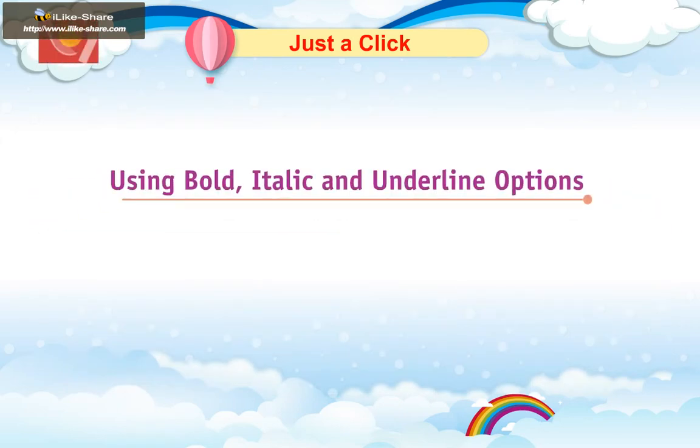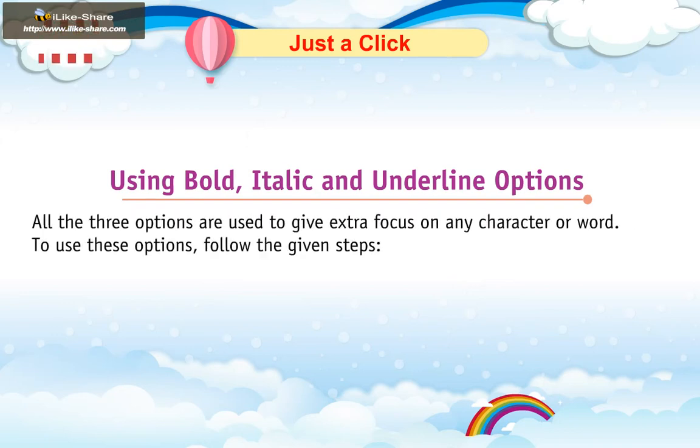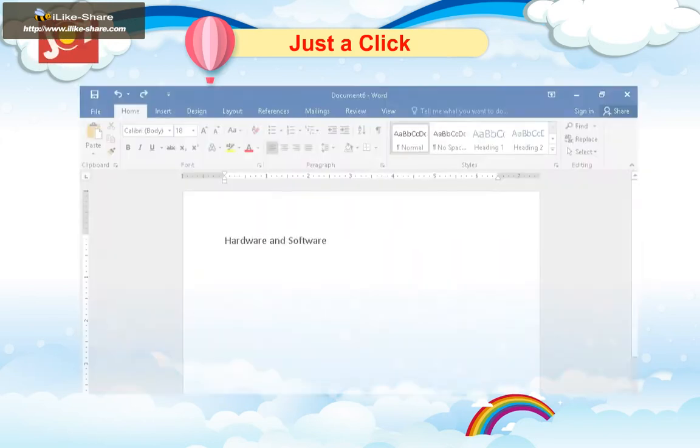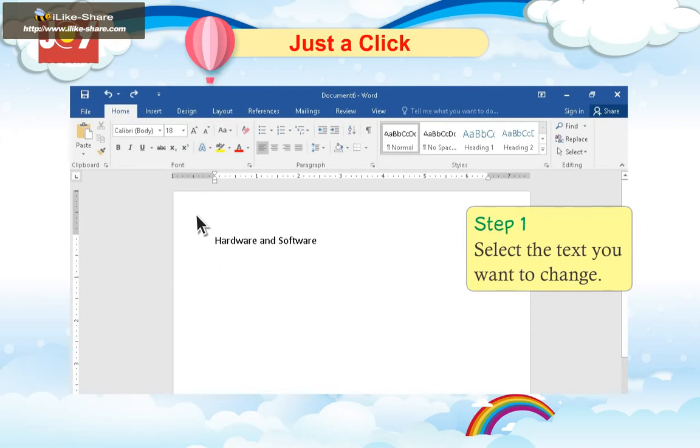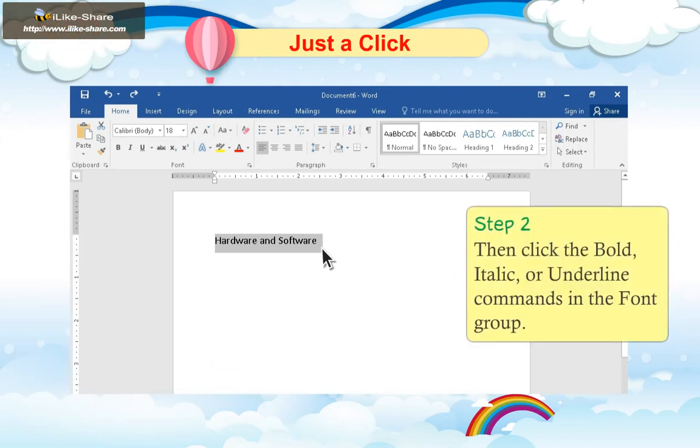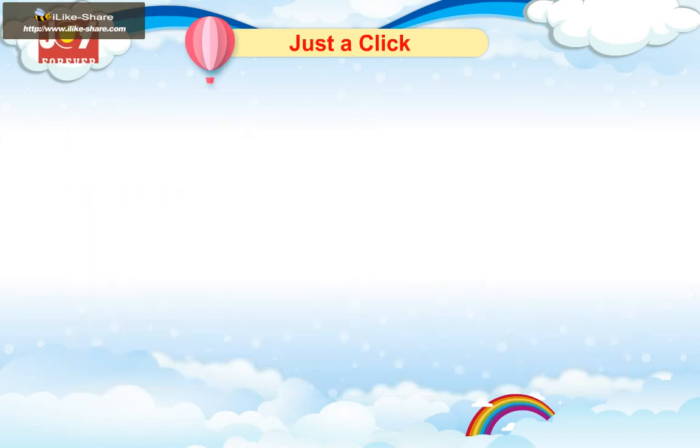Using bold, italic, and underline options. All the three options are used to give extra focus on any character or word. To use these options, follow the given steps. Step 1. Select the text you want to change. Step 2. Then click the bold, italic, or underline commands in the font group.